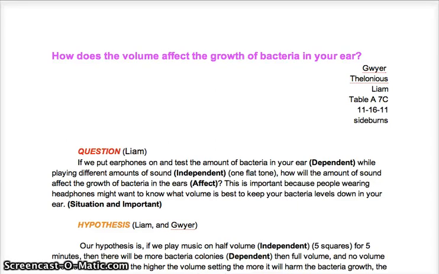This is our Table A Bacteria Experiment 2011. I'm Gwyer. I'm Thelonious. And I'm Liam. And our question was, how does the volume affect the growth of bacteria in your ear?